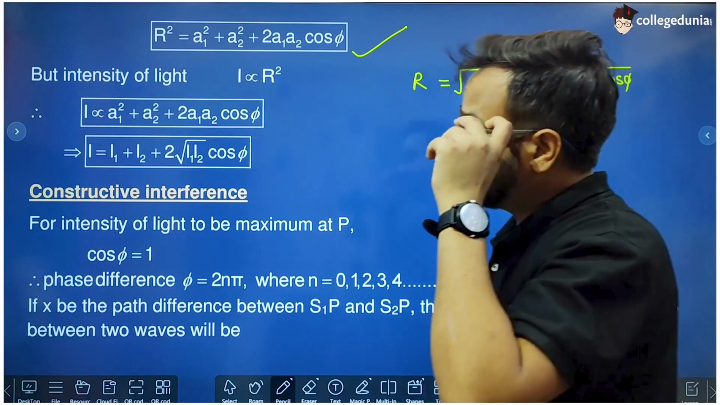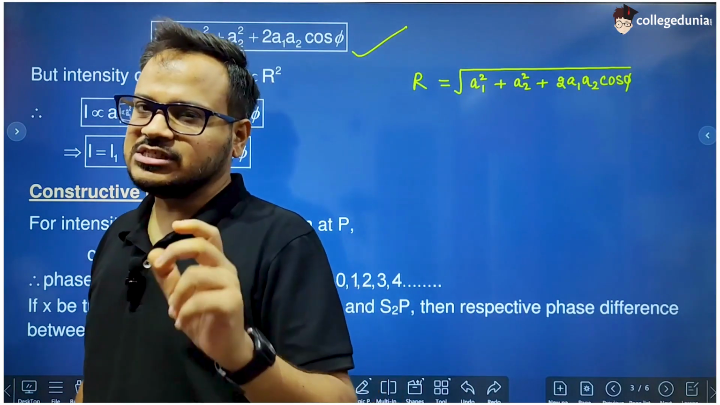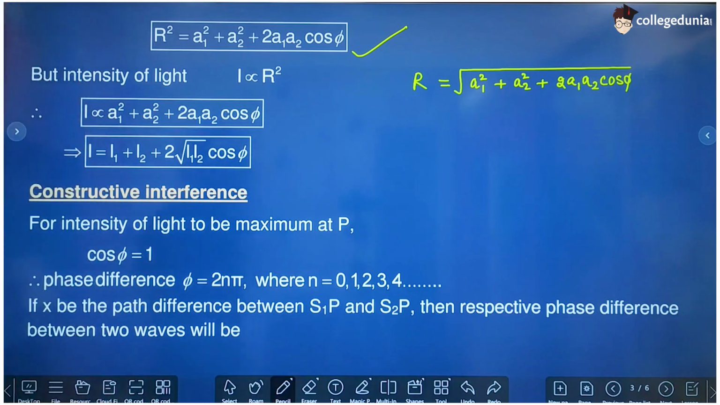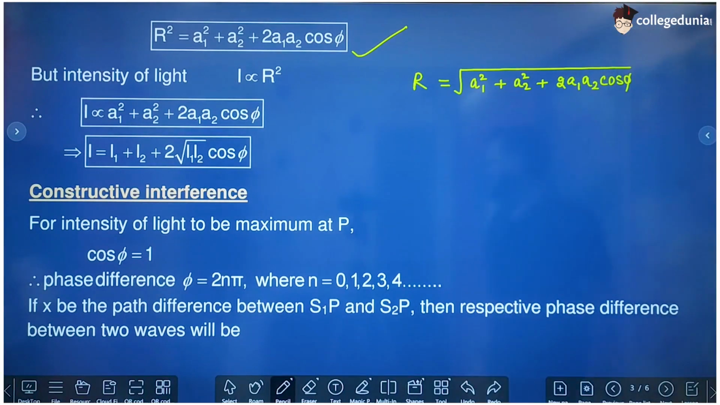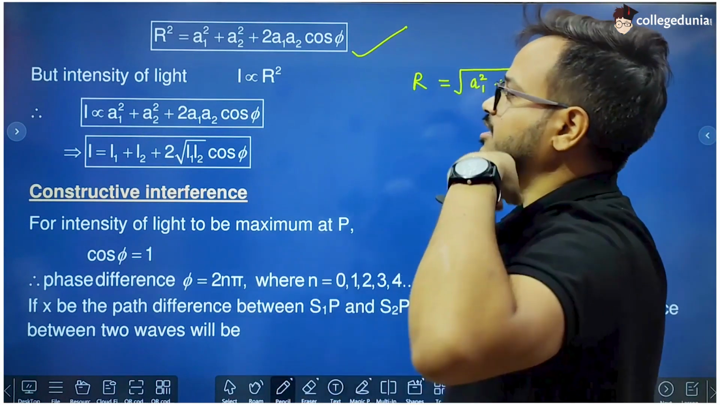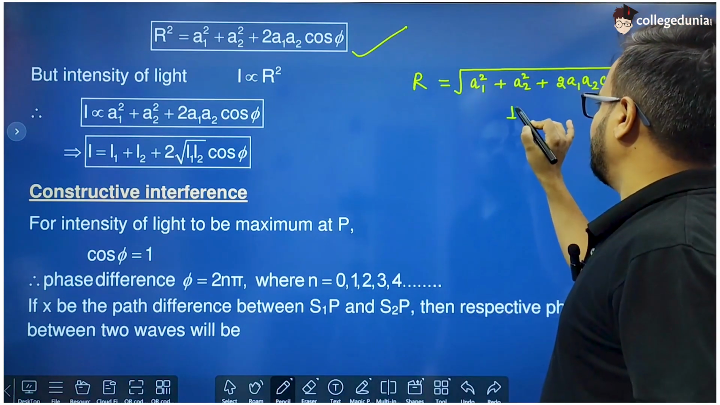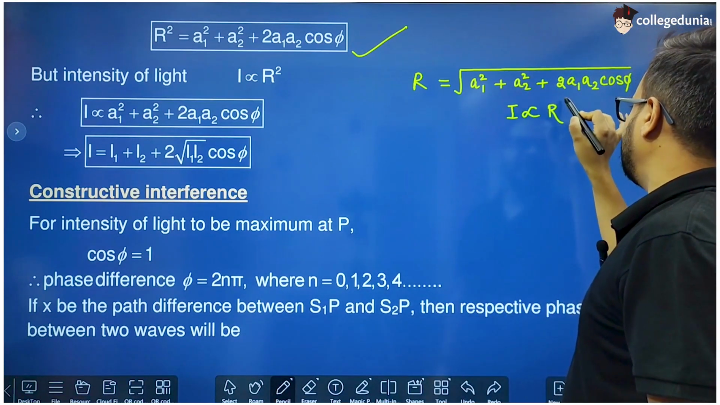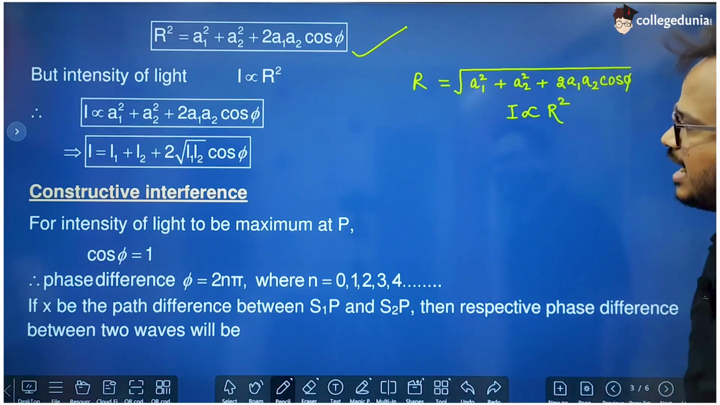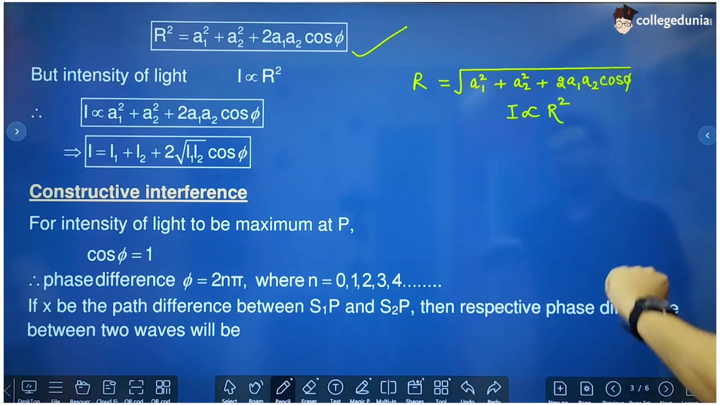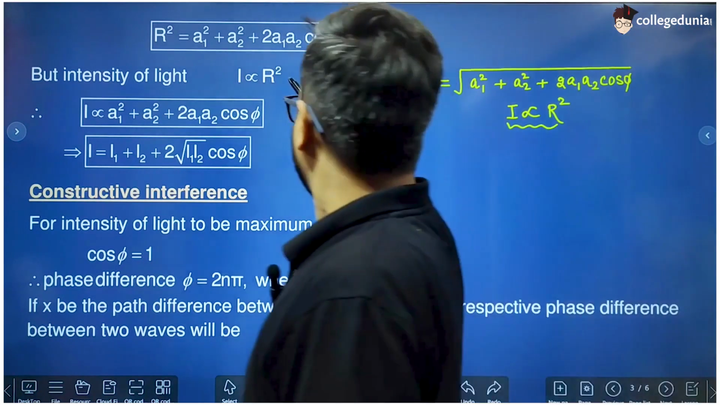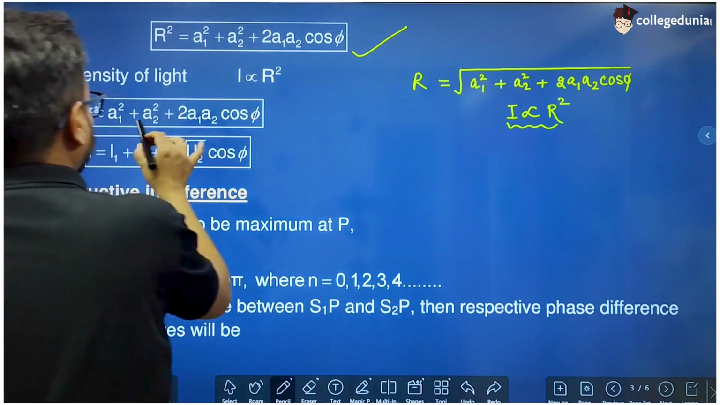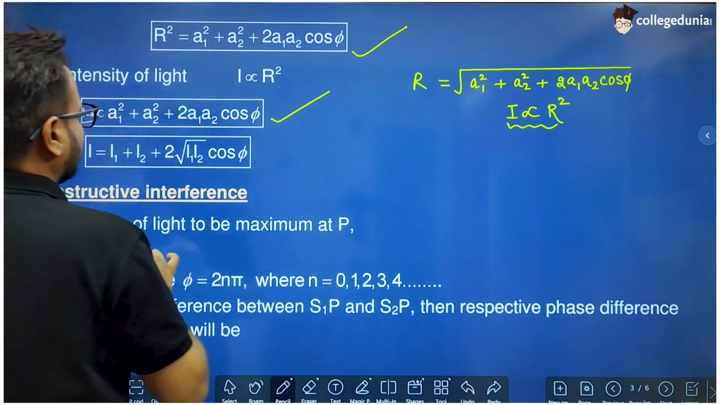So that is the amplitude of the resultant wave formed by the interference of these two waves, and it depends on the amplitudes of the two waves and the phase difference between them, right? And the intensity of any light is always proportional to the square of the amplitude. Since the amplitude of this resultant wave is r, the intensity is proportional to r square. So we can say, square it, the root goes away, so I is proportional to this.